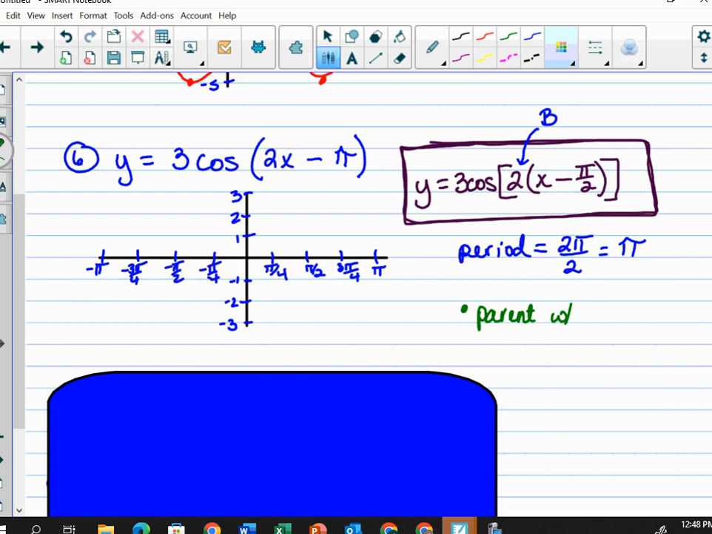So parent with stretch. Cosine normally starts at 1 on the y-axis. There's a 3 out in front, so I'm going to move that up to 3. 0 is still 0. Negative 1 becomes negative 3. 0, 3.